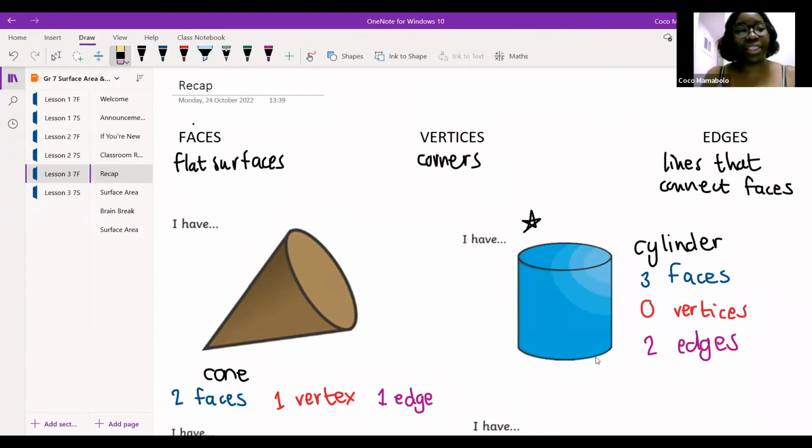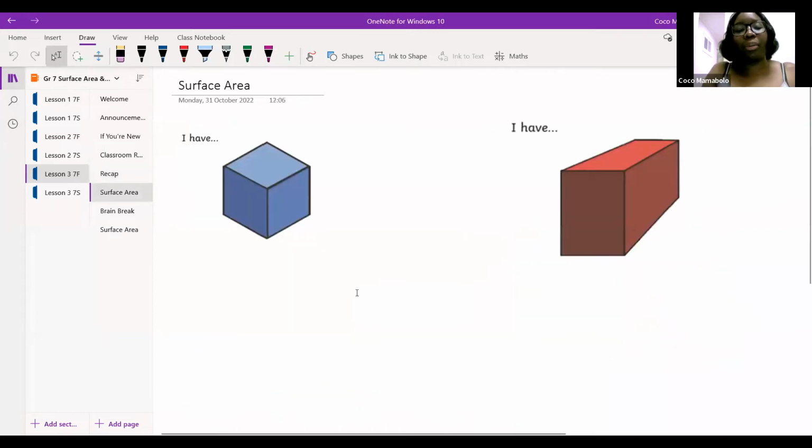Okay, now I have to step it up a little bit, because what we're going to be doing today is calculating surface area. First, let's do the obvious. What is this shape that we're looking at over here?